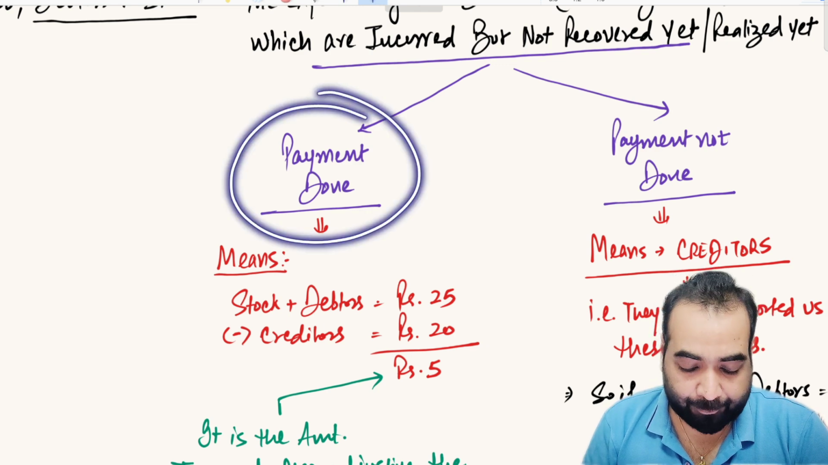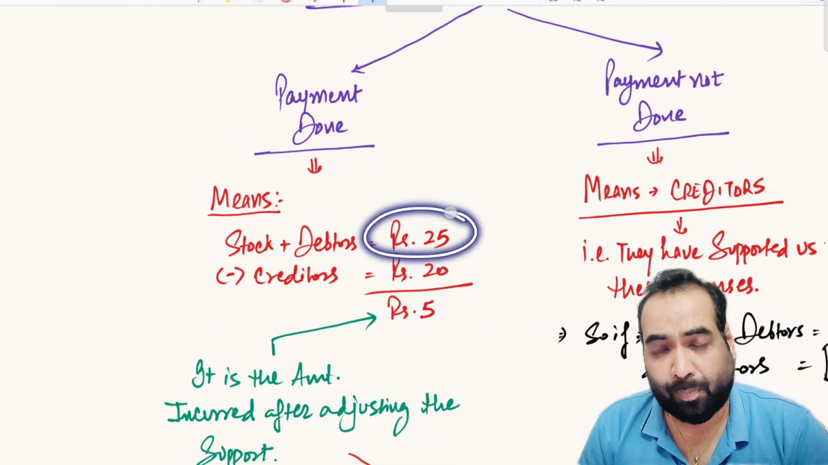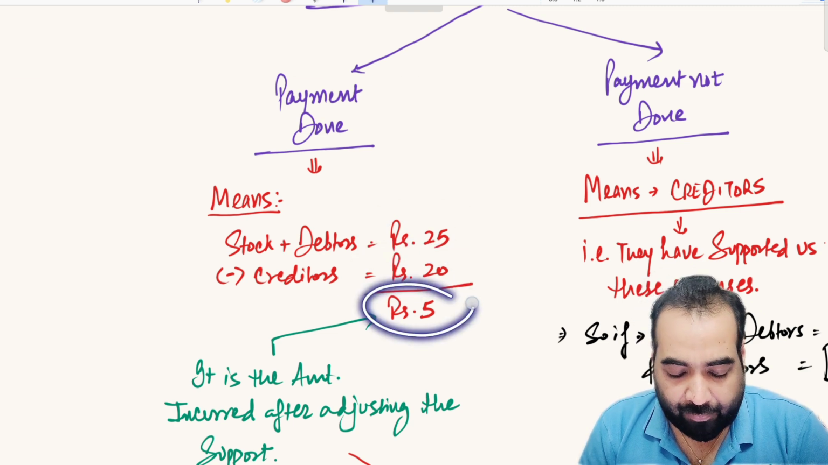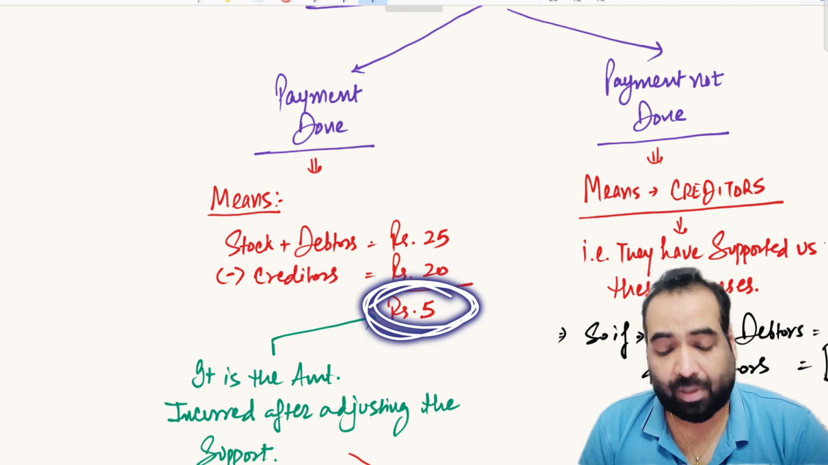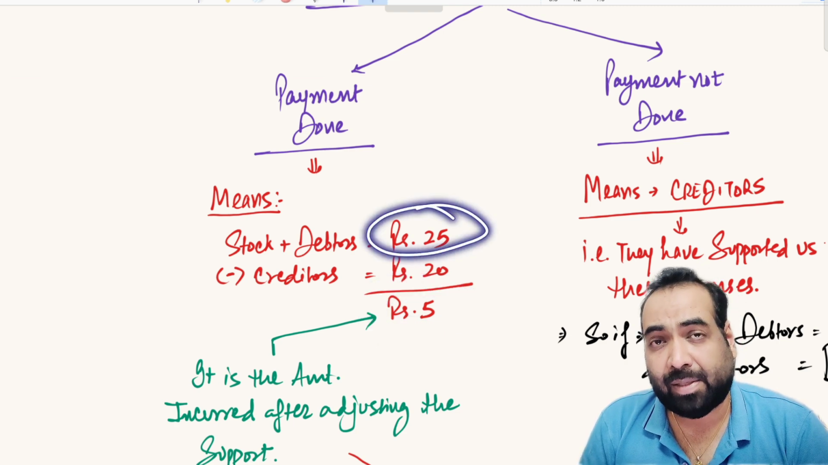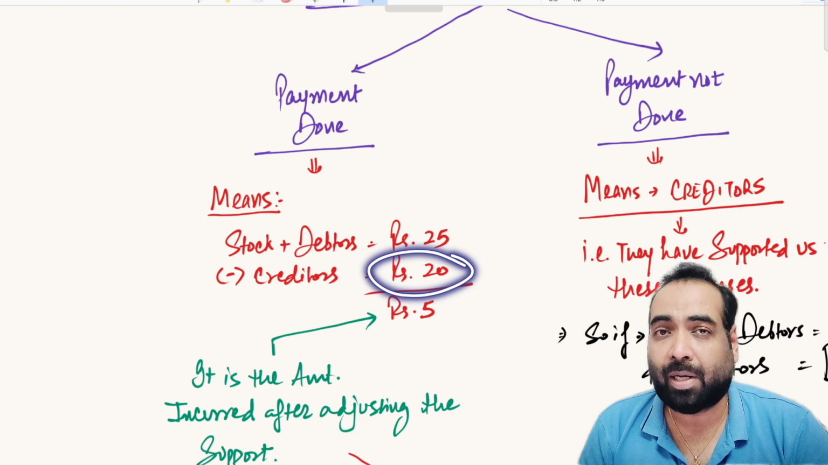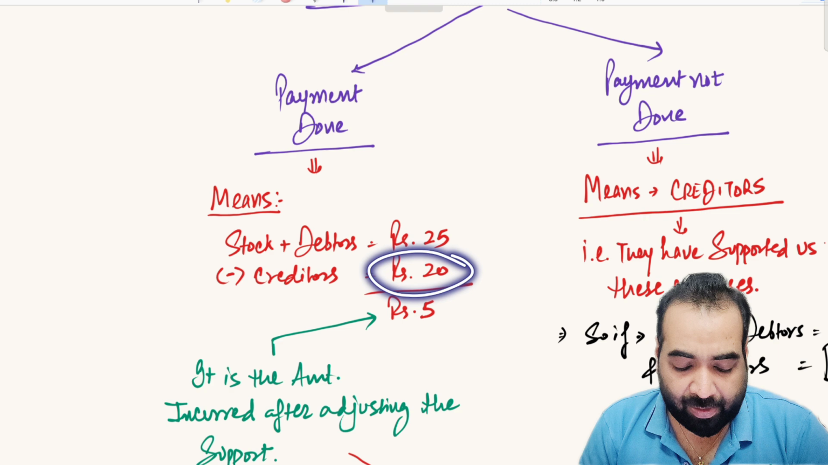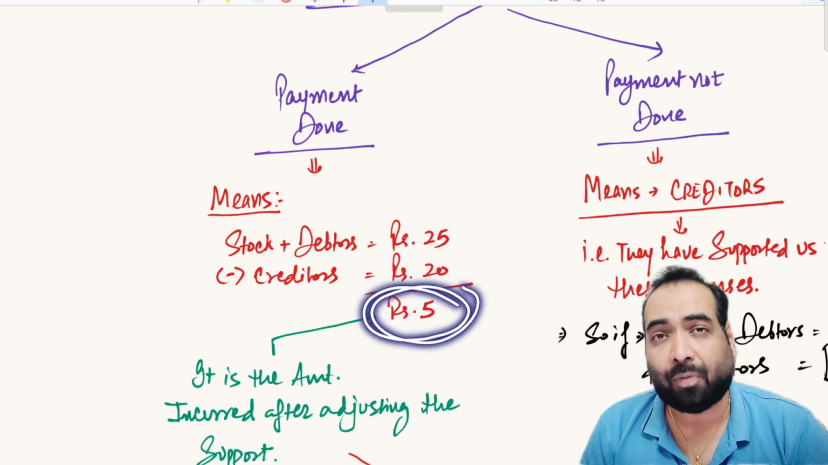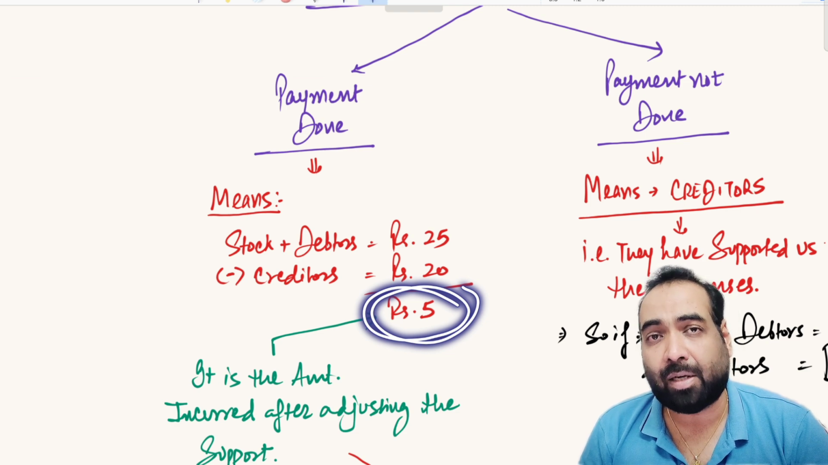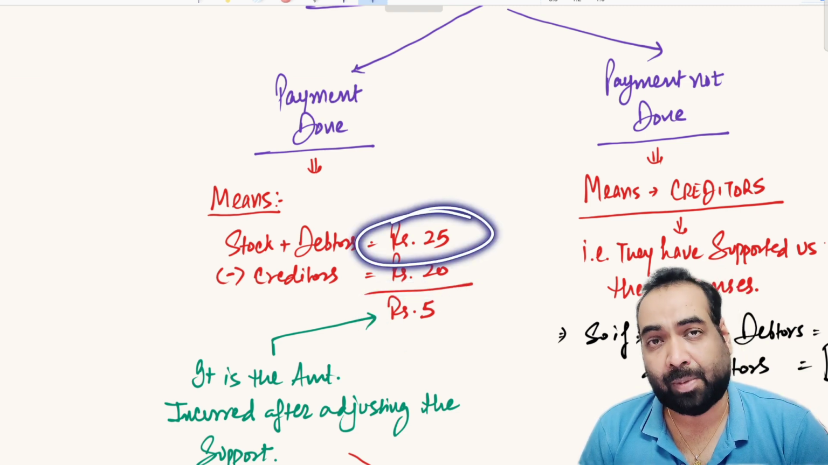You have done some payments. You have invested 25 rupees. You have got the support of 20 rupees only. So that means 5 rupees investment you have done in cash. Your 25 rupees expenses are not recovered yet from your customers or your stock. 20 rupees expenses are supported by your creditors. They have told you that you need not pay us at this point of time. You may pay us after 2 months, 3 months. So that means 5 rupees worth of investment you have done out of your pocket or some other sources of funds. So 5 rupees payment is actually incurred by you in these 25 rupees investments, right?